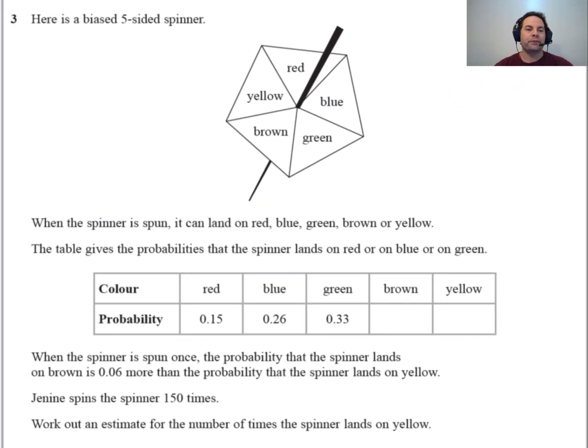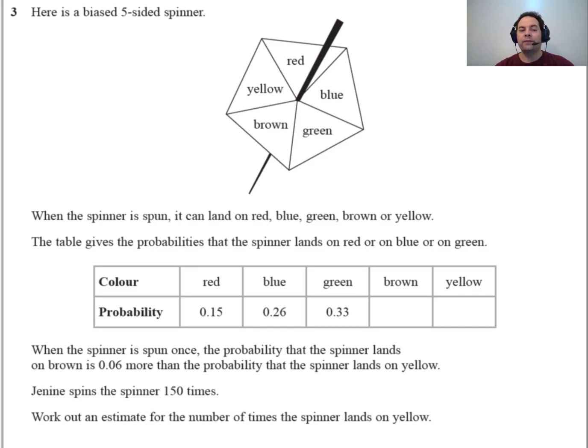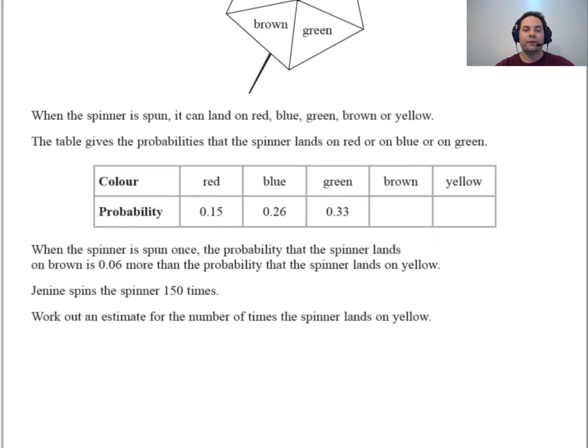Question number 3. Here is a biased 5-sided spinner. When it is written biased, means that the probabilities are different. Biased means unfair. If we look at the spinner, how many faces, how many sides? 1, 2, 3, 4, 5, 5. If it is fair, will be 1/5 each. But it's written biased, means the probabilities are different.